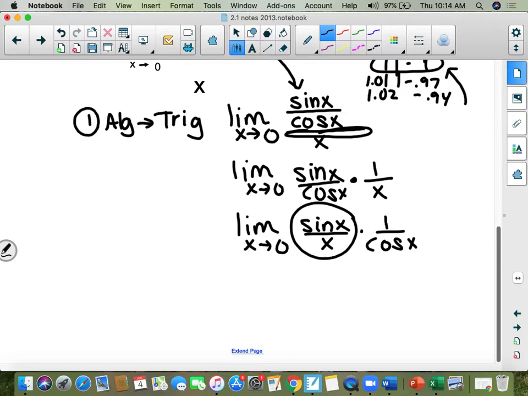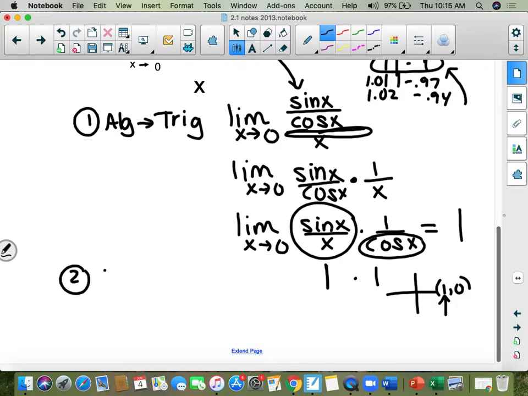You can break this up. The limit as x approaches 0 of the sine of x over x, I told you was 1. And you need to figure out what is the cosine at 0. If you guys remember trig, the cosine at 0 is 1. So you have 1 times 1, which is equal to 1. So that's how you do it algebraically.